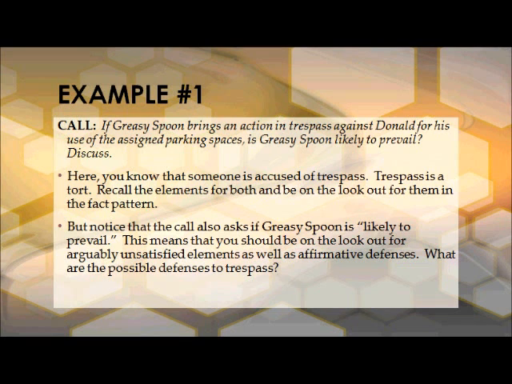And then notice that the call says, is Greasy Spoon likely to prevail? So this means, as I said earlier, there's probably going to be some unsatisfied elements. Or if not unsatisfied elements, maybe there's an affirmative defense that's available. Make sure you spot those as you're going through the fact pattern.